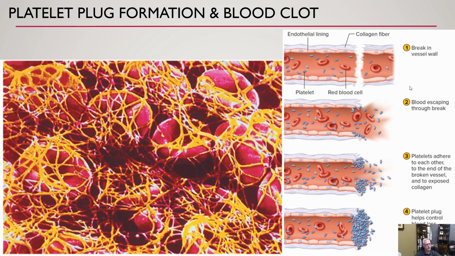All right, so this is just a rough picture of how a platelet plug forms and how we make a blood clot. You can see that we have the break in the blood vessel wall, and that blood escapes. Then platelets come in, and we form that platelet plug.